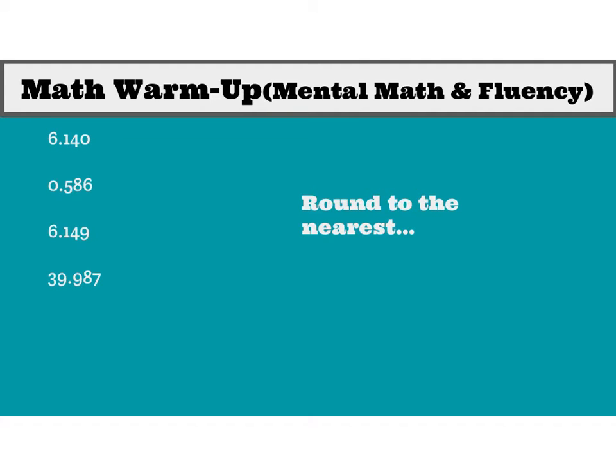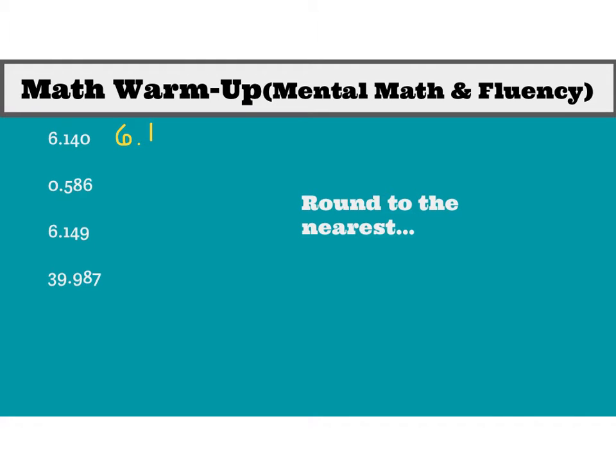For the math warm-up today, we are going to be rounding to the nearest tenth for our first problem. So if you would, pause your video, round that decimal to the nearest tenth, and then come on back and check to see if you got your answer correct. So you should have rounded that decimal to 6 1/10 because that is the nearest tenth.